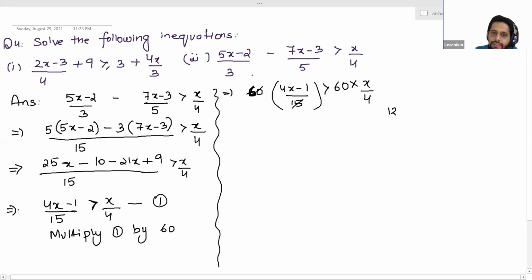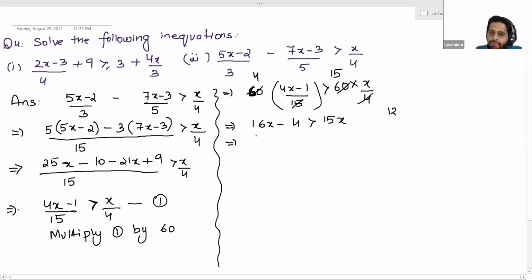Okay, so this will cancel, this will give you 4. This will cancel, this will give you 15. Now multiply this. 16x minus 4 is greater than 15x. Rishan, this is clear? Yes, sir. Okay, always take an LCM of this. Please don't directly cross multiply. There are chances that this number will be negative and you will directly multiply this without changing the sign, and you will get the wrong answer.